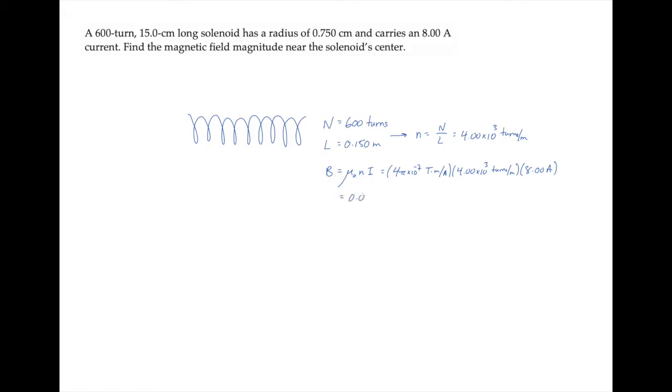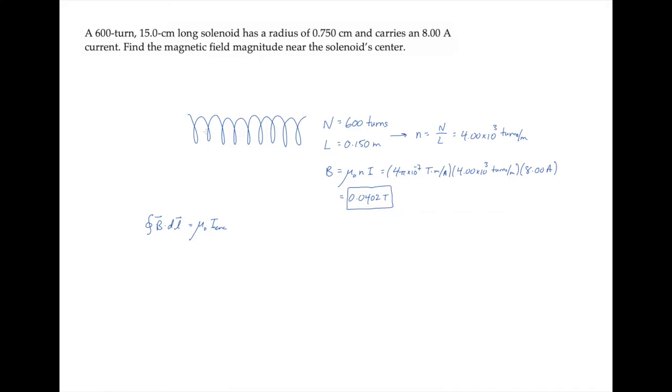So that's the answer to the problem, but the more interesting thing is to see where this expression mu naught n I comes from. We can obtain that using Ampere's law, which tells us that the line integral of the magnetic field around a closed loop equals mu naught times the current enclosed by that loop.